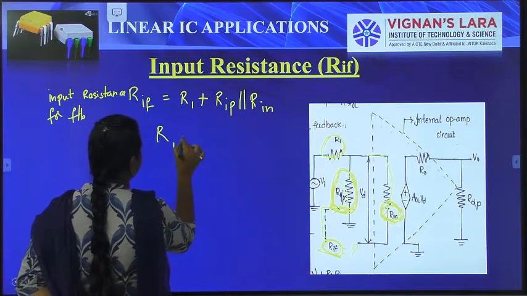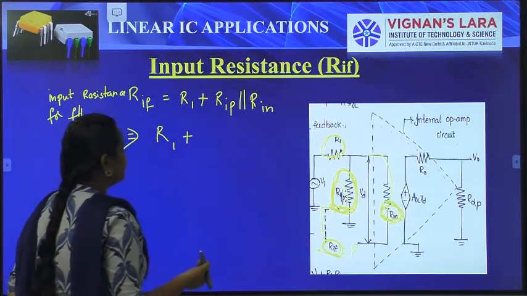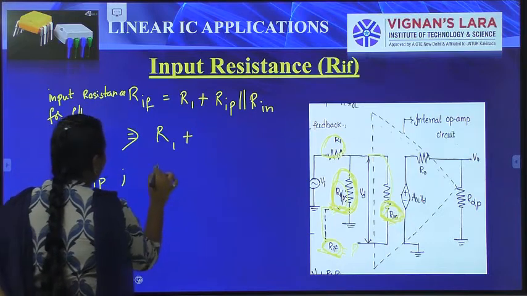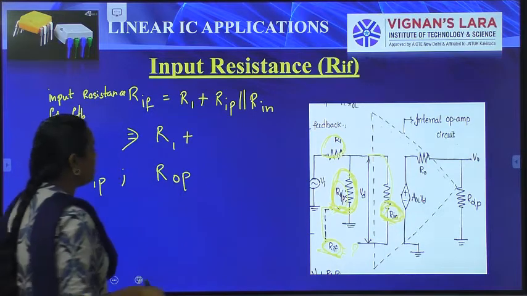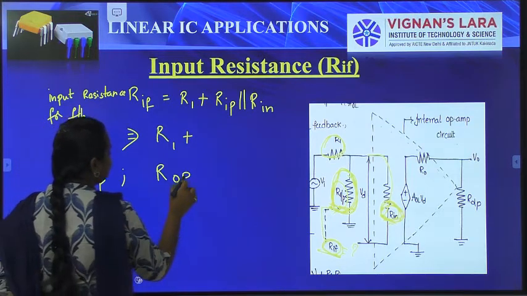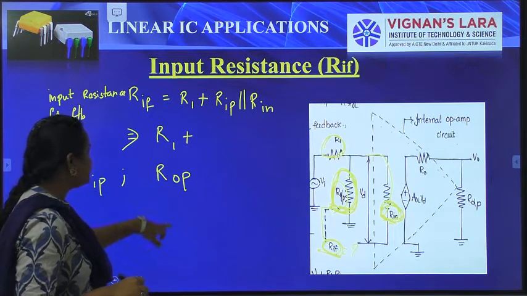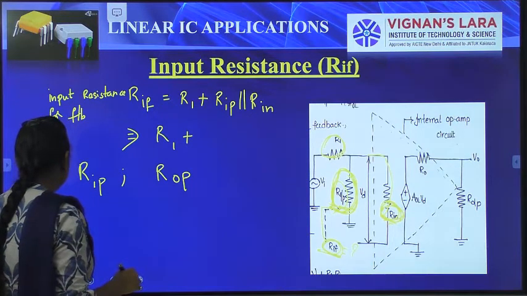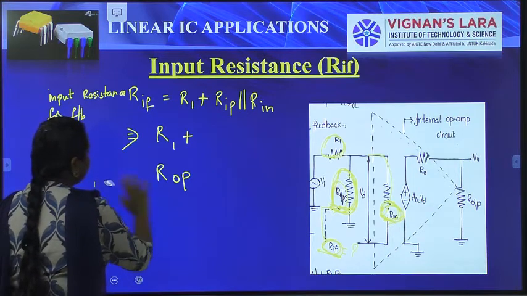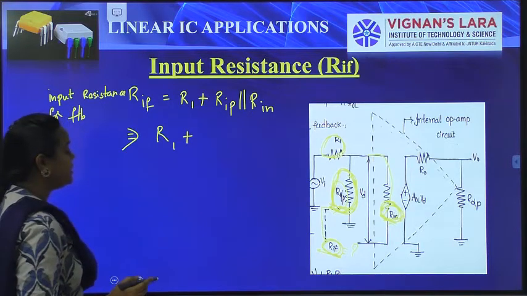So R1 plus, I can write like this, I have the R input and R output formulas. This is the input impedance and the output impedance. So here I have the values for the input impedance and the output impedance from the Miller technique.